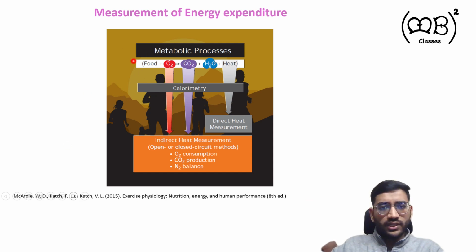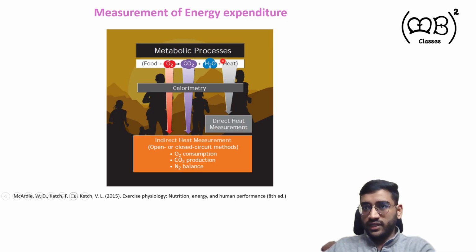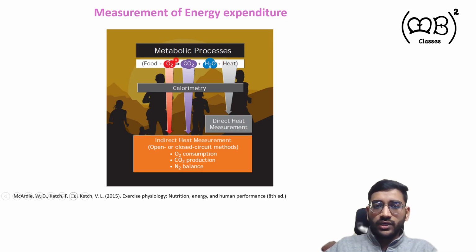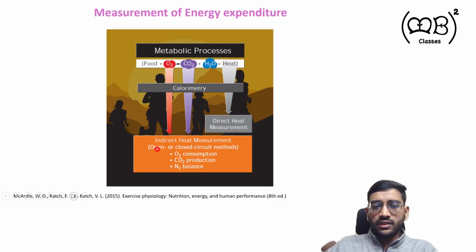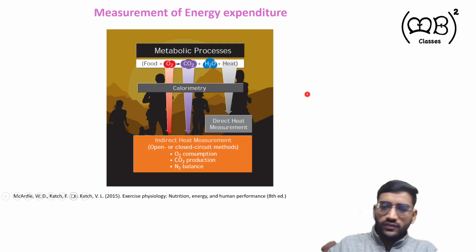Whenever you consume any food, any substrate, it is eventually oxidized in aerobic respiration to form carbon dioxide and water, plus generation of energy, which would eventually be converted into heat. So these are the metabolic processes happening in our body. Calorimetry is the measurement of heat production. Heat production, if directly measured, is called direct calorimetry. But if measured via a substitute like oxygen consumption or carbon dioxide production, then it is called indirect calorimetry, like open or closed circuit spirometry methods, which we'll discuss.